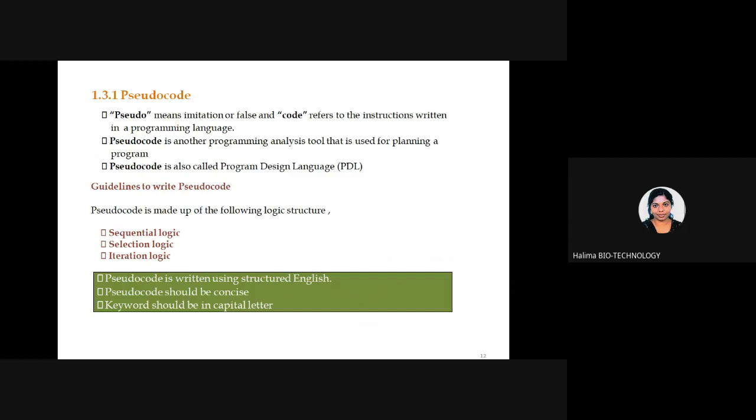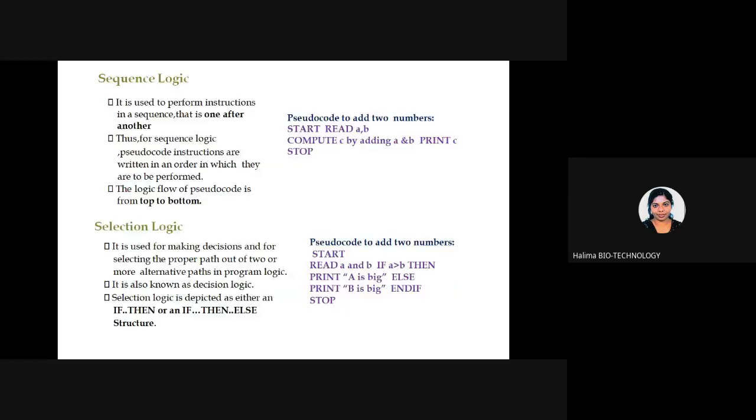There are also three different types of logical structure: sequential, selection, and iteration. This is an example of pseudocode. Sequential is step-by-step execution: you start, read, compute, print, and then stop. This is your sequence logic. Selection is using an if statement: read A and B. If A is greater than B, then print this, else print that, end if. End the if statement, and then finally stop.